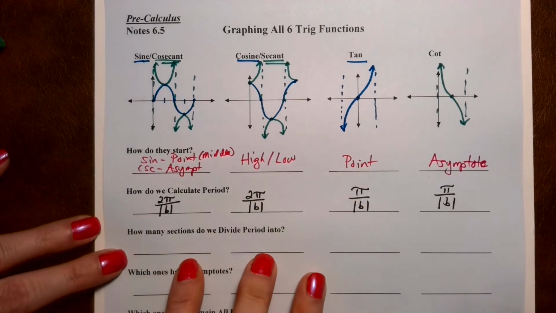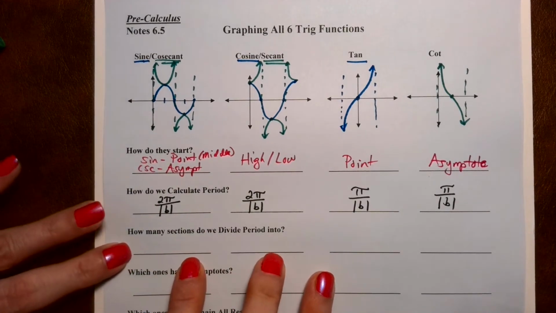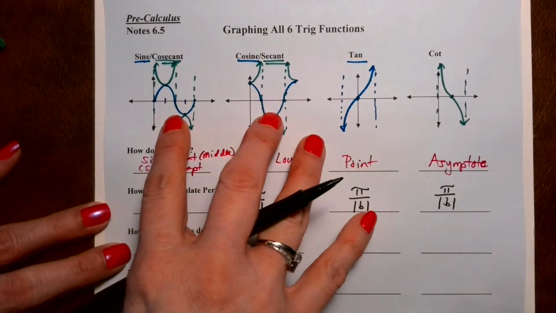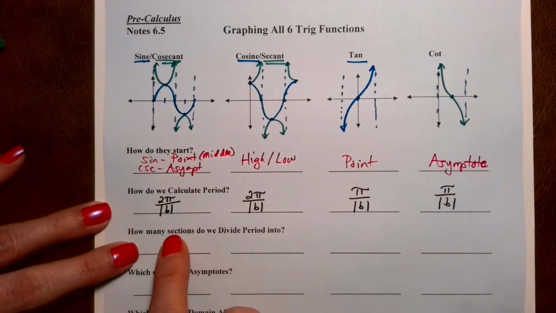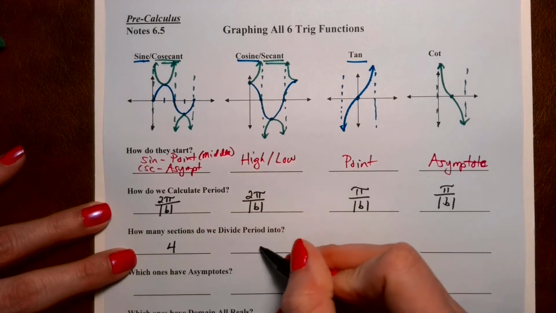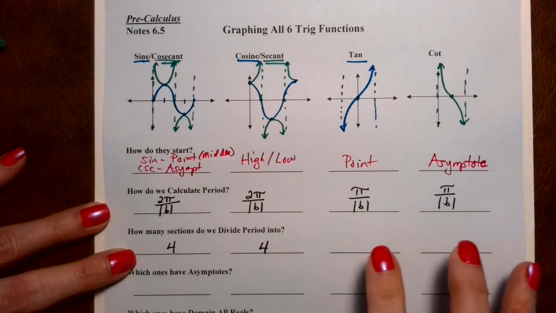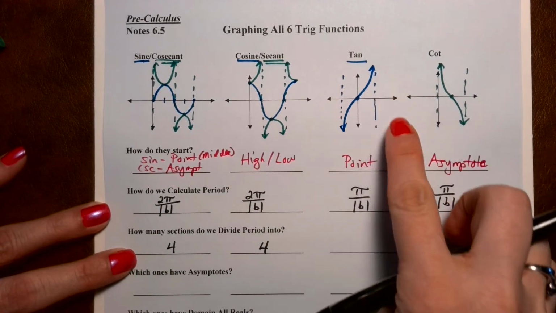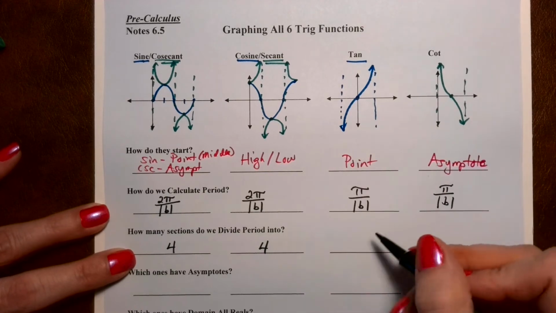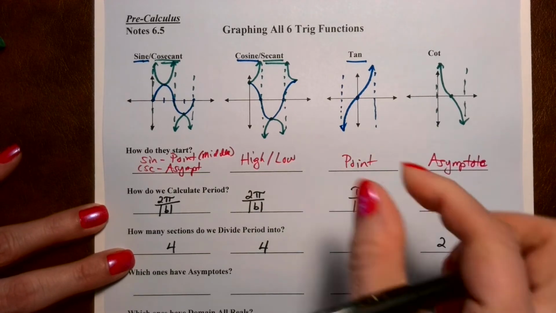How many sections do we divide their periods into? So for these first 4, we took the period and we divided it into 4 sections from the 4 quadrants. But tangent cotangent's a little smaller. It starts to repeat sooner, so we only divide it into 2 sections. 1, 2.